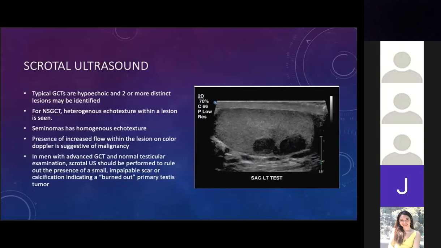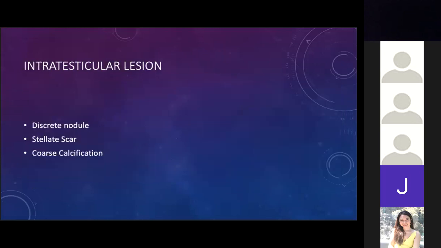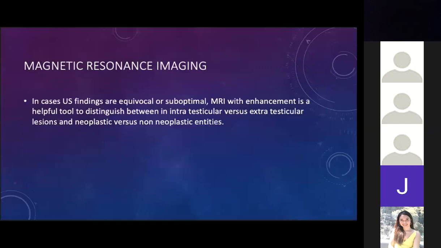Usually, radical orchiectomy is performed in patients with sonographic evidence of intratesticular lesions. Usually the intratesticular lesions are described as having a discrete nodule, stellate scar, and coarse calcification. Next up is your magnetic resonance imaging. In cases where ultrasound findings are equivocal or suboptimal, MRI with enhancement is a helpful tool to distinguish between intratesticular versus extratesticular lesions and neoplastic versus non-neoplastic entities.